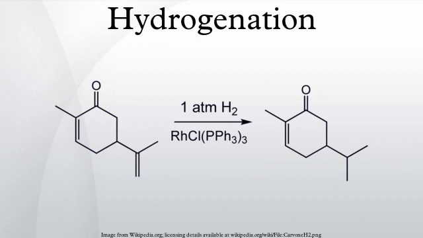Besides organic substrates, the hydrogenation of nitrogen to give ammonia is conducted on a vast scale by the Haber-Bosch process, consuming an estimated 1% of the world's energy supply. Oxygen can be partially hydrogenated to give hydrogen peroxide, although this process has not been commercialized.